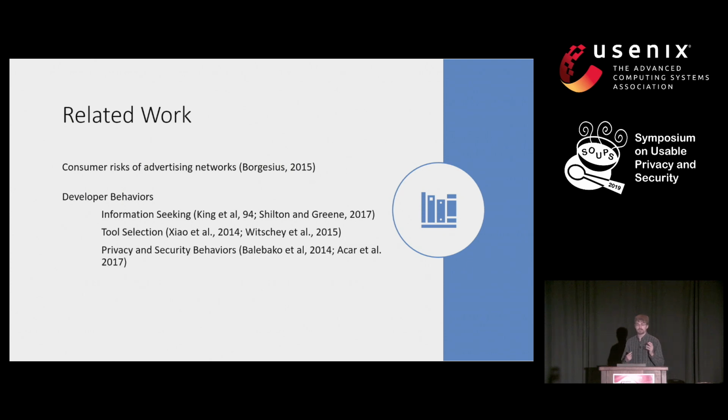And with regards to privacy and security behaviors, one common theme is that developers often want to have good privacy and security practices, but fail to do so for a variety of reasons, such as not understanding the privacy policies of the third-party tools they are using. And most notably, there's been not a lot of work looking at advertising networks specifically from the perspective of app developers and how app developers reason about and use ads.